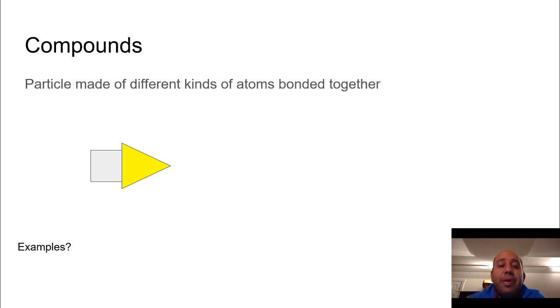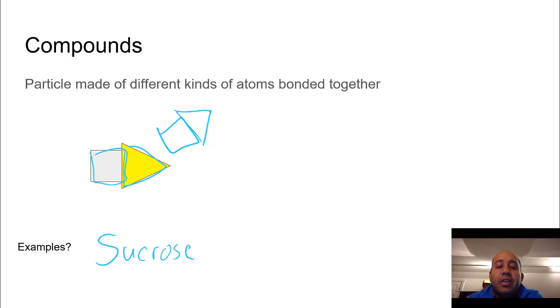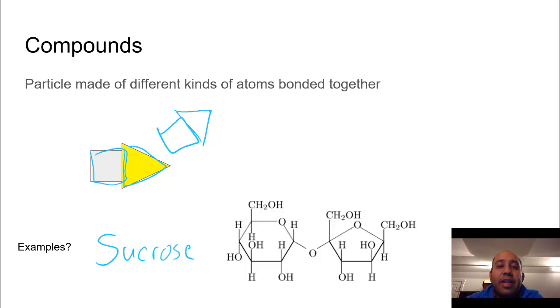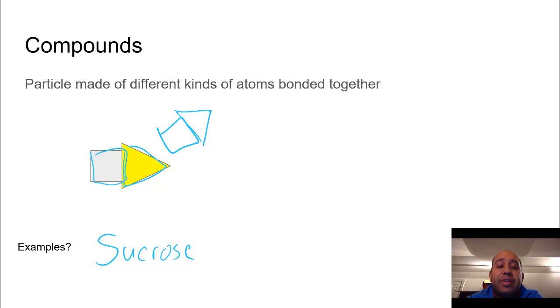Okay, the next thing you have to know is what is a compound. So when you have 2 atoms, so here we have a triangle and we have a square, when they're touching, when they're bonded together, that particle is called a compound. So you can have obviously more than one of that particle. So what are some examples of a compound? Well, you could have sucrose, the sugar that you put in your coffee, for example, and carbon dioxide, right? The stuff that we breathe out. Those are both compounds.